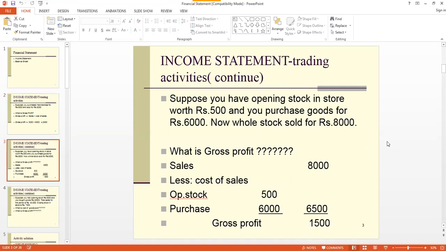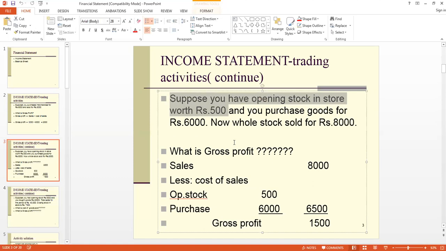Now check this one. This is more comprehensive as compared to the previous one. You have an opening stock of 500. Opening stock means this stock is already available in your store when you started a year, and later on you purchase goods of 6,000. So if I ask you how much goods will be available in your business, you can simply check it and answer that you have a total stock of 6,500.